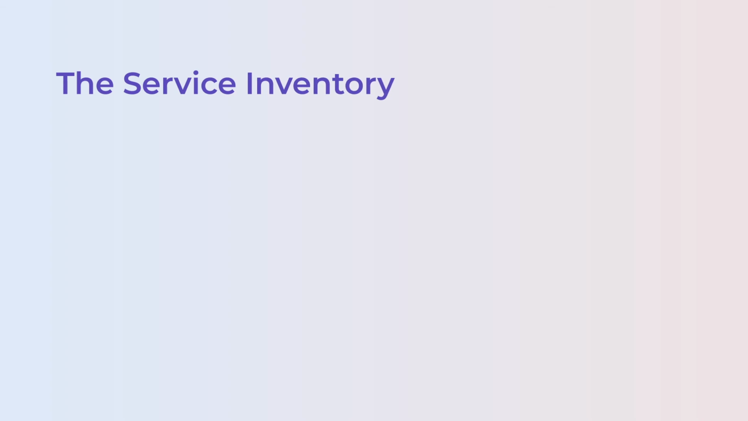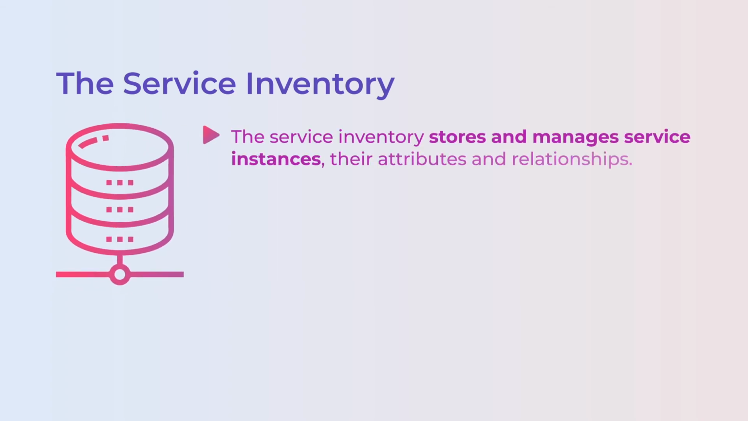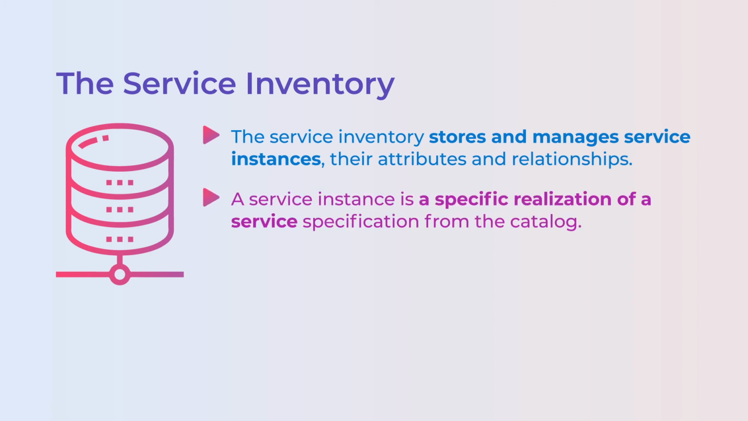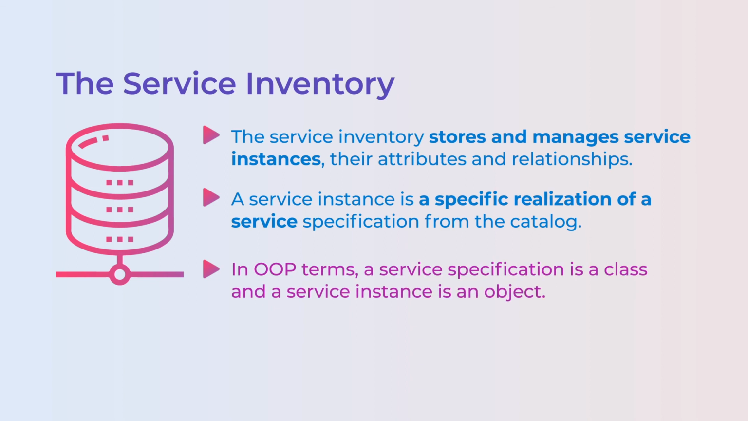The service inventory stores and manages service instances, their attributes and relationships. A service instance is a specific realization, for a particular customer, of a service specification from the catalog. In object-oriented programming terms, a service specification in the catalog would be a class, and the service instance in the inventory would be an object.